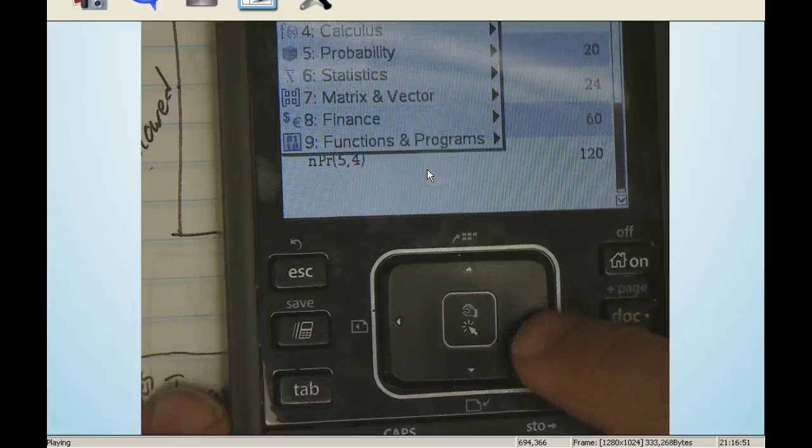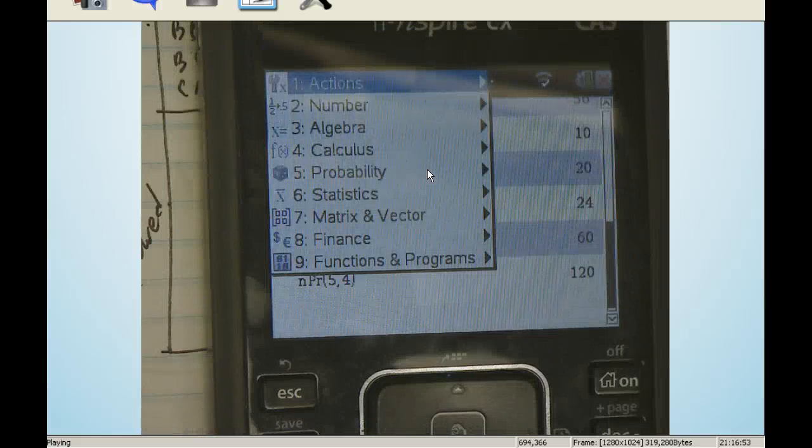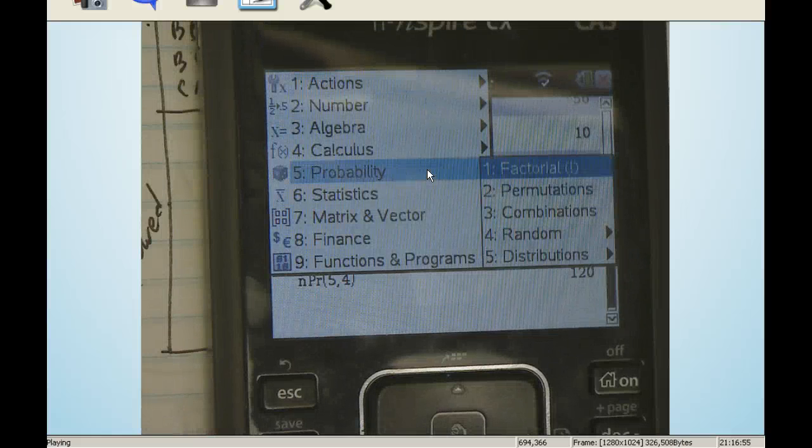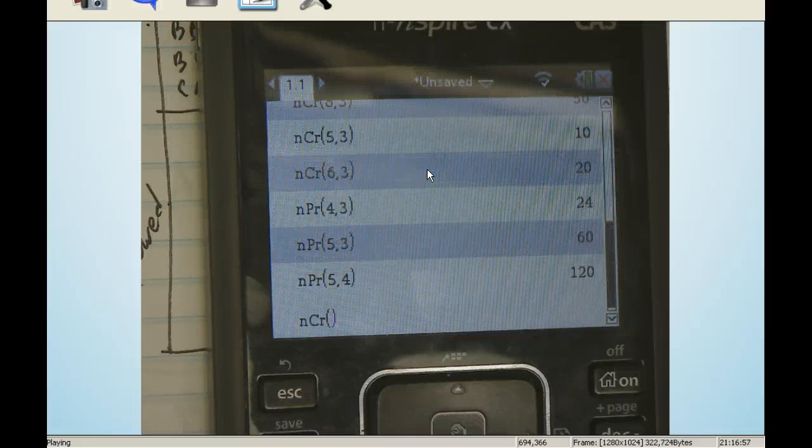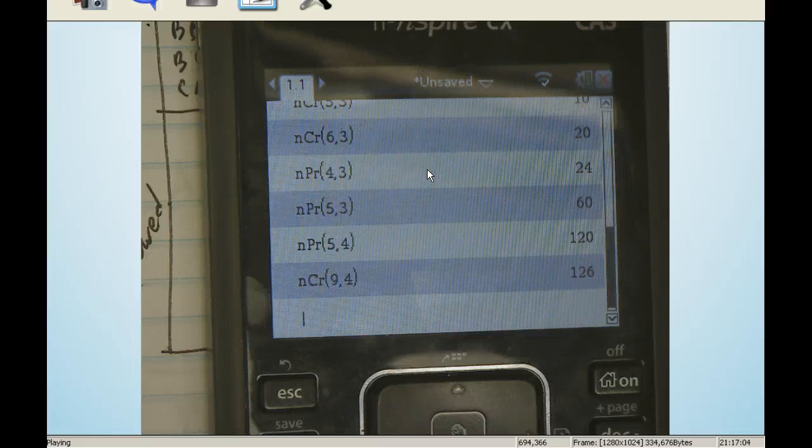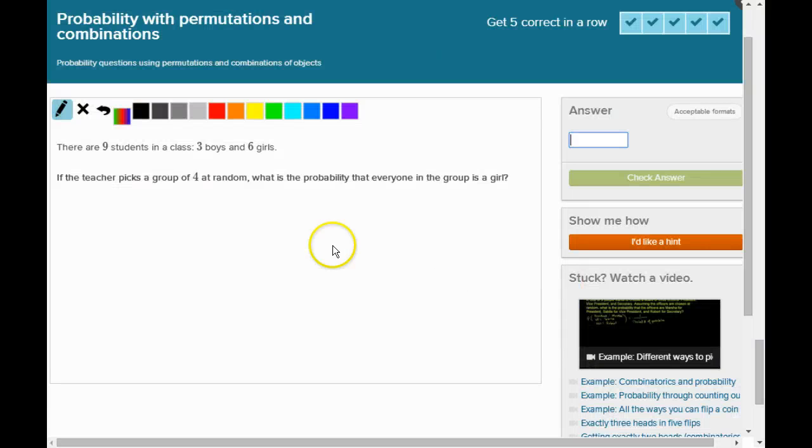The number of combinations. Sorry, we go to probability. We want the number of combinations from 9 kids. How many different ways can she pick 4? So there's 126 different combinations of kids that she can come up with. So on my little table here, I know my probability is out of 126, right?